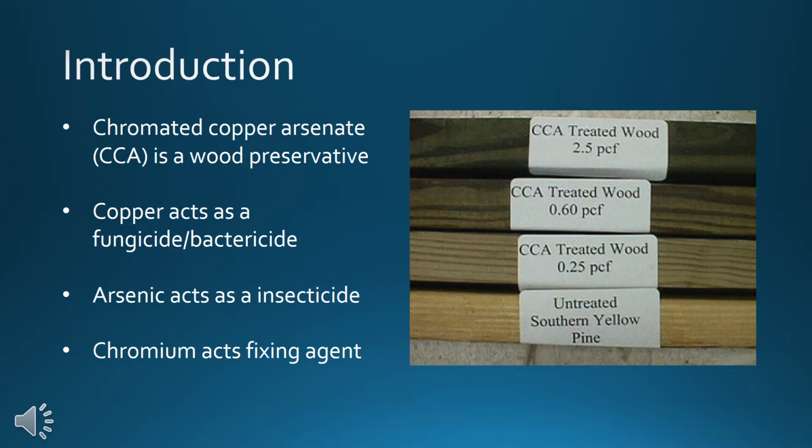CCA refers to chromated copper arsenate. CCA is a water-soluble, inorganic pesticide commonly used as a wood preservative. It has been used for timber treatment for almost a century. CCA is a mixture of chromium, copper, and arsenic, formulated as oxides or salts, and it is recognizable for the greenish tint it imparts to timber.